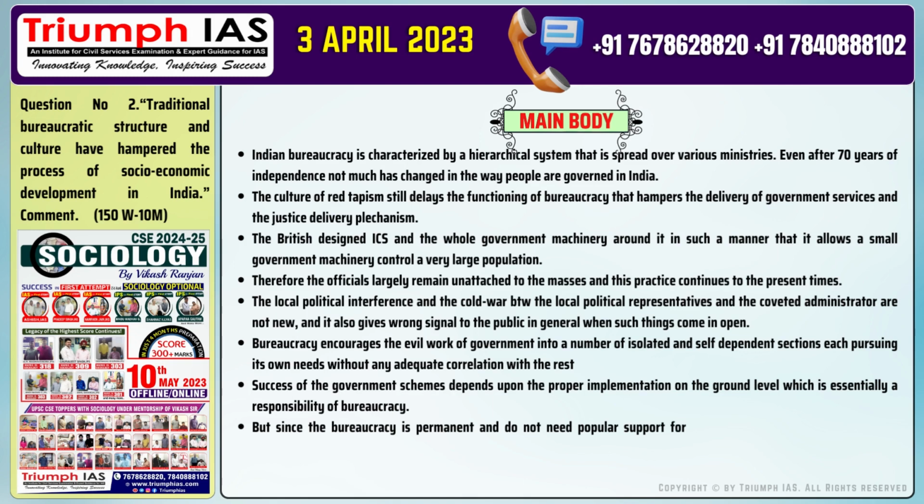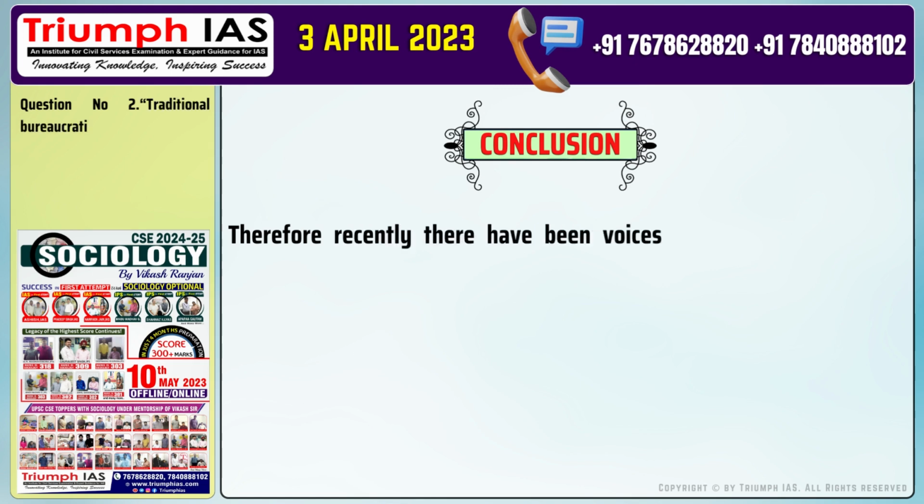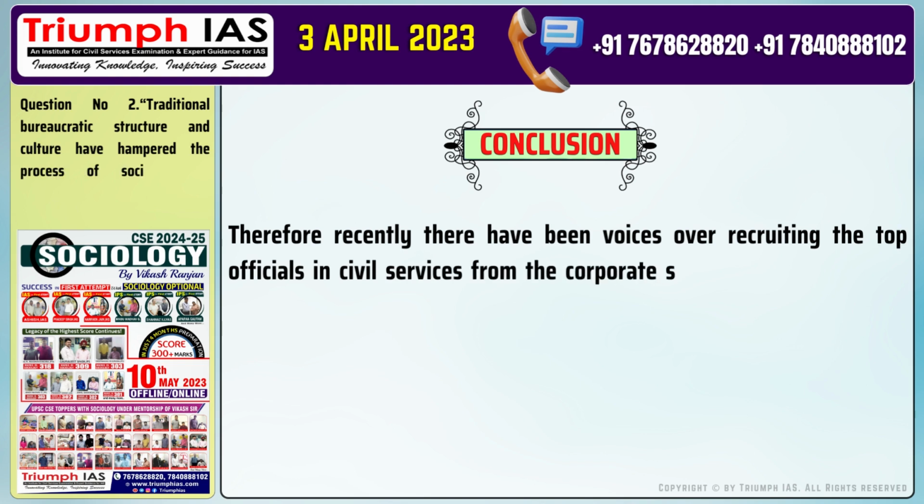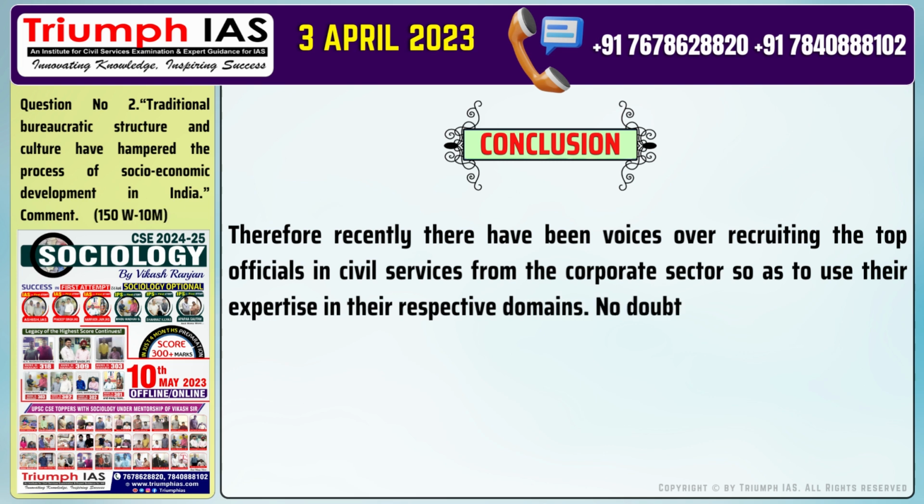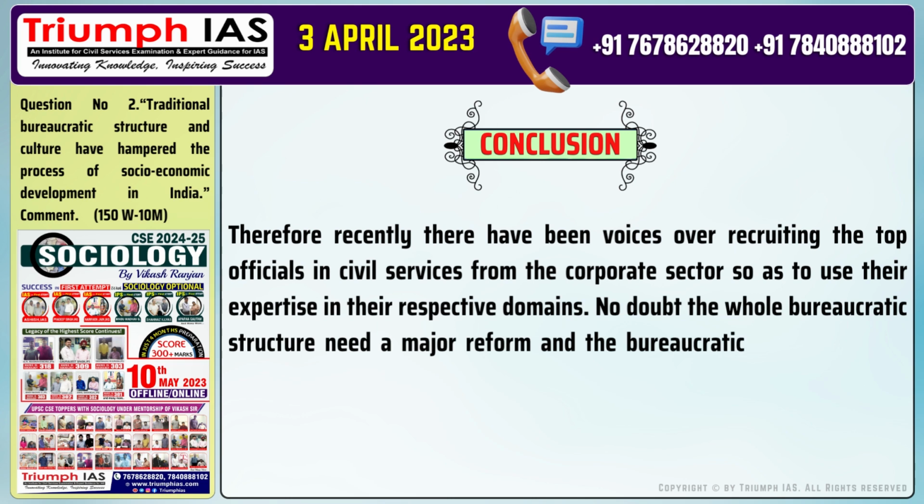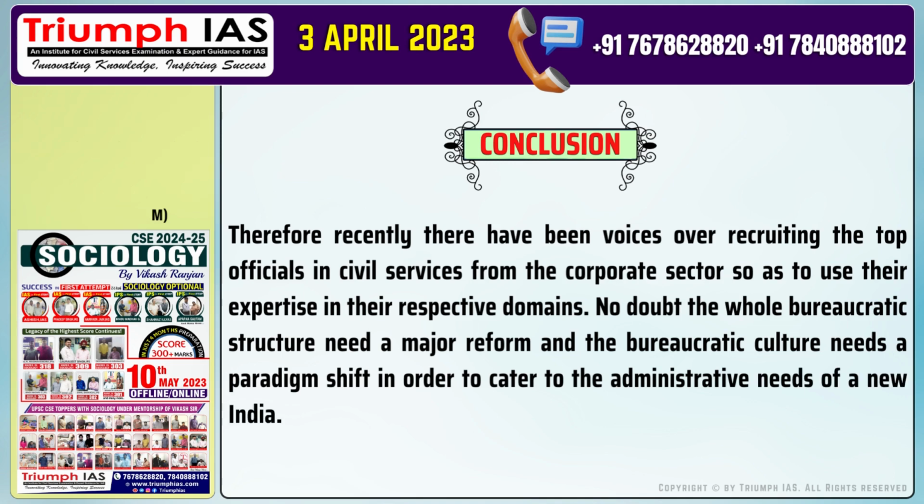Number 8. But since the bureaucracy is permanent and does not need popular support for its continuation in office, their motivation to work for general welfare is questionable. Conclusion of the answer is: therefore, recently there have been voices over recruiting the top officials in civil services from the corporate sector so as to use their expertise in their respective domains. No doubt the whole bureaucratic structure needs a major reform and the bureaucratic culture needs a paradigm shift in order to cater to the administrative needs of a new India.